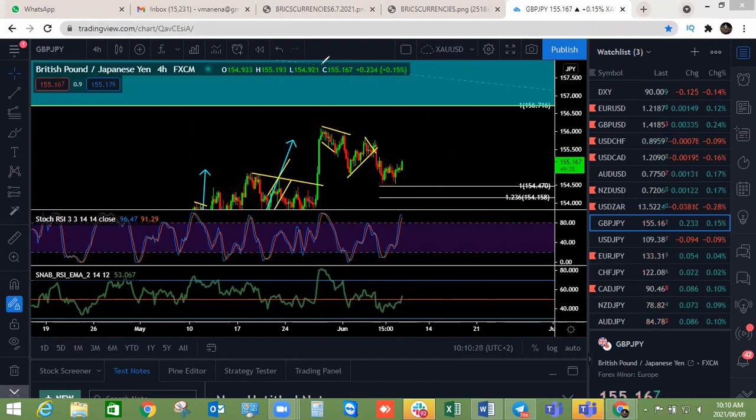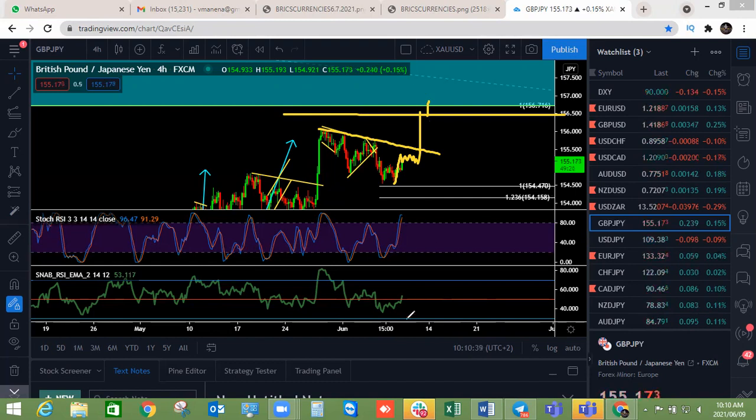So now, because it did not quite confirm on the blue box, this is what we're going to do. We are going to wait for this to either break out of this or give us another confirmation on the 1 hour. Even before then, we'll look for this to go again and retest the 156, or the blue box actually, at 156.71.